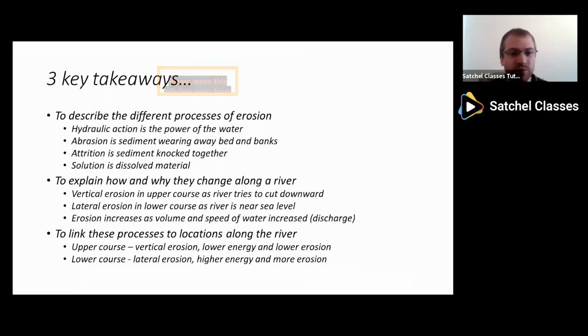Whereas the lower course, we're looking at lateral erosion, so sidewards erosion. It's going to have higher energy because it's got a bigger discharge, and there is ultimately more, or a higher, rate of erosion in the lower course.